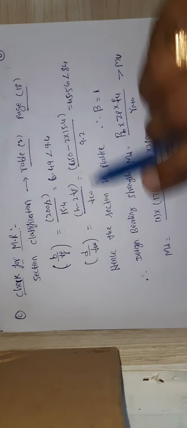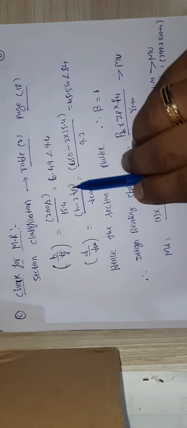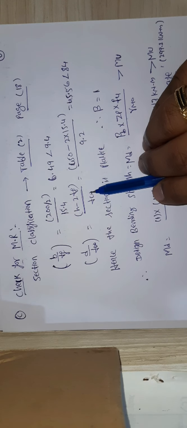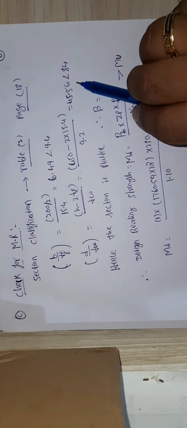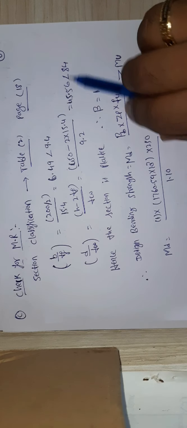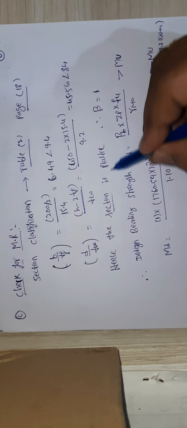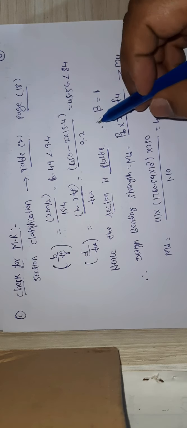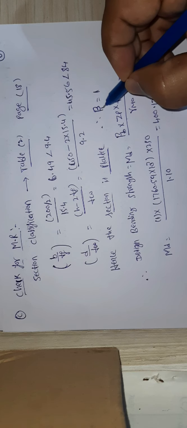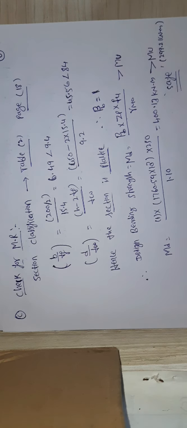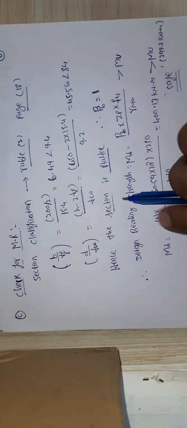So the same thing you did here, you can check. D equals H minus 2TF divided by TW, the thickness of the web. So I got 45.56. It is lesser than 84, so I can say my section is plastic. If it is plastic, then I can take beta b as 1.